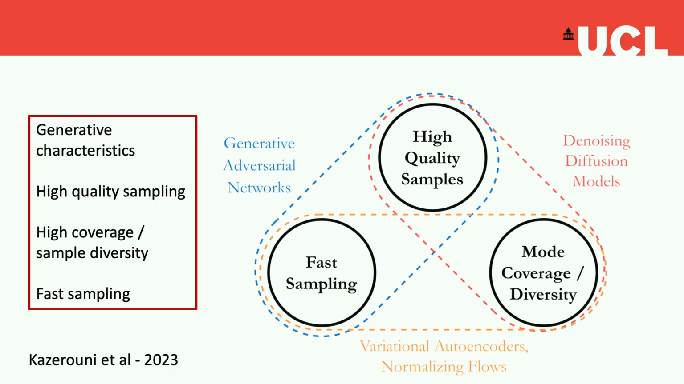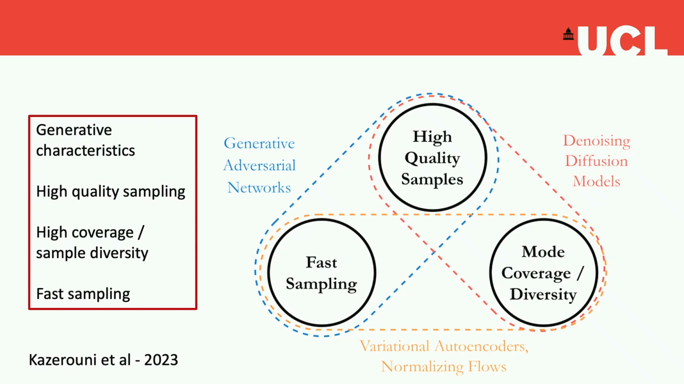This is a quick summary of the general characteristics that we are looking for in generative models for imaging in particular. So we want high quality sampling, so data with high resolution. That's often the problem with VAEs. They tend to be often a bit lower resolution, a bit blurry. You want high coverage, high sample diversity.